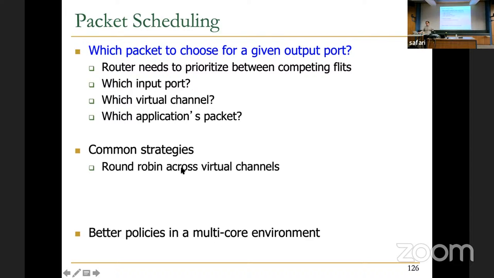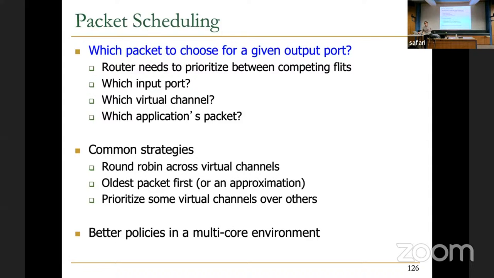Common strategies, as I said earlier, you can do round robin across virtual channels. You can do oldest packet first or an approximation of it, but we said that this is actually relatively complicated. So people actually couldn't do that as easily. Or you prioritize some virtual channels over others. Actually, oldest packet first is done, except the routers are very slow, basically. If you want to build a very high frequency router, oldest packet first doesn't work very well. But it's employed in real systems. There's also FIFO, first in, first out, actually. That is not written over here.